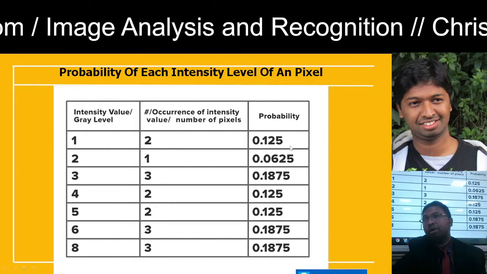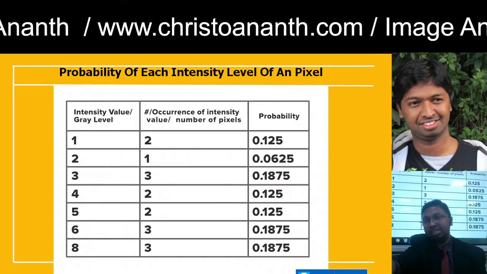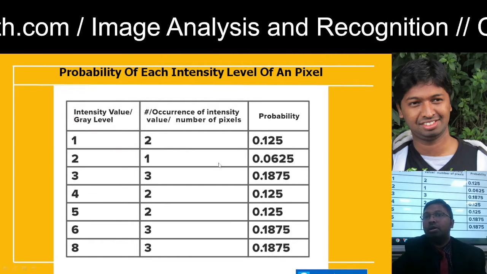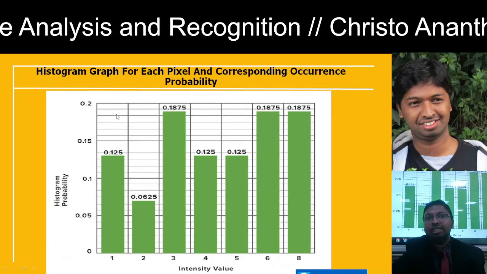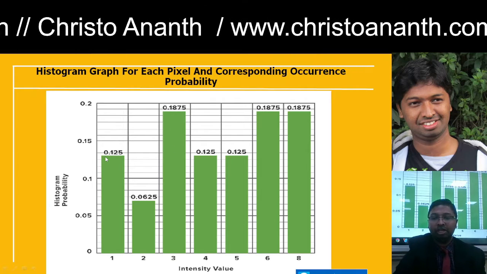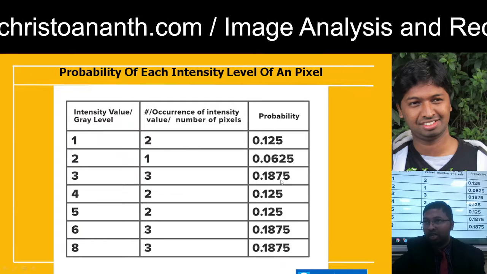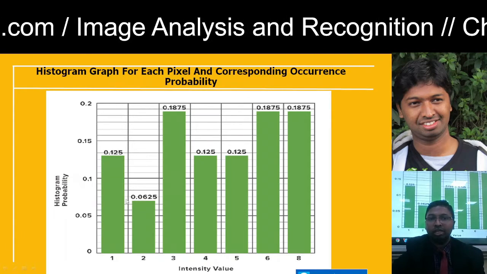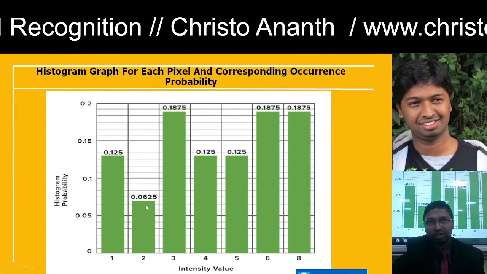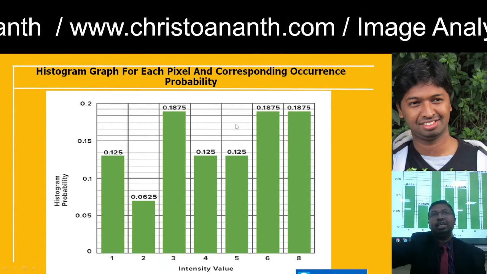We calculate the probability of rk equal to nk divided by n. That is the reason for 0.125, 0.0625. We calculate the histogram graph for each of the pixels and the corresponding occurrence probability. Here we got 0.125, 0.0625, 0.1875. Histogram probability versus intensity value: 0.125, 0.0625, 0.1875. Everything we mark as a graph.